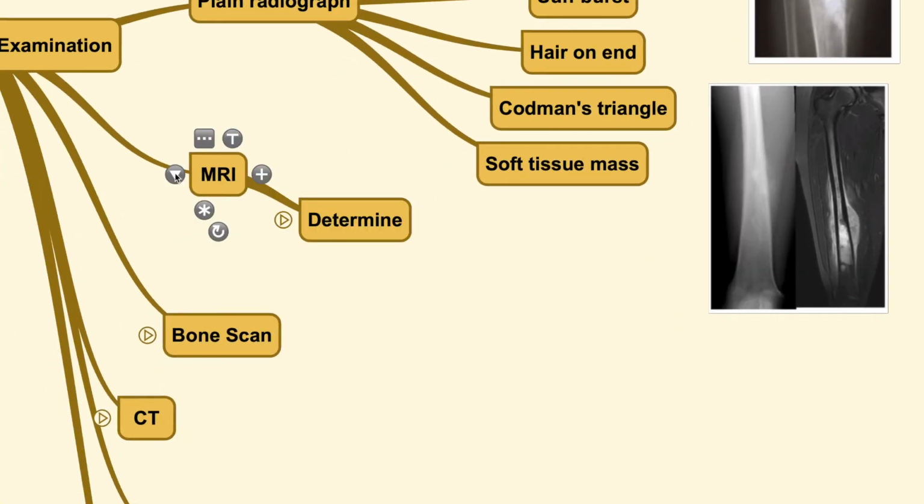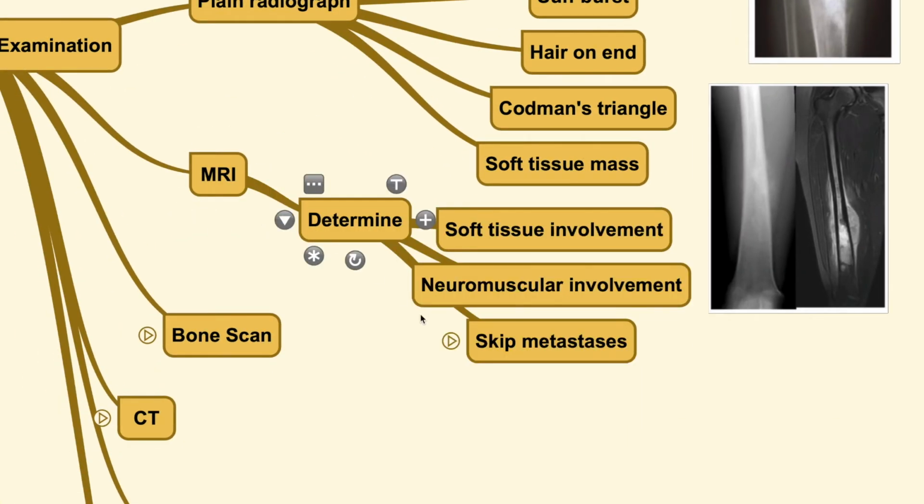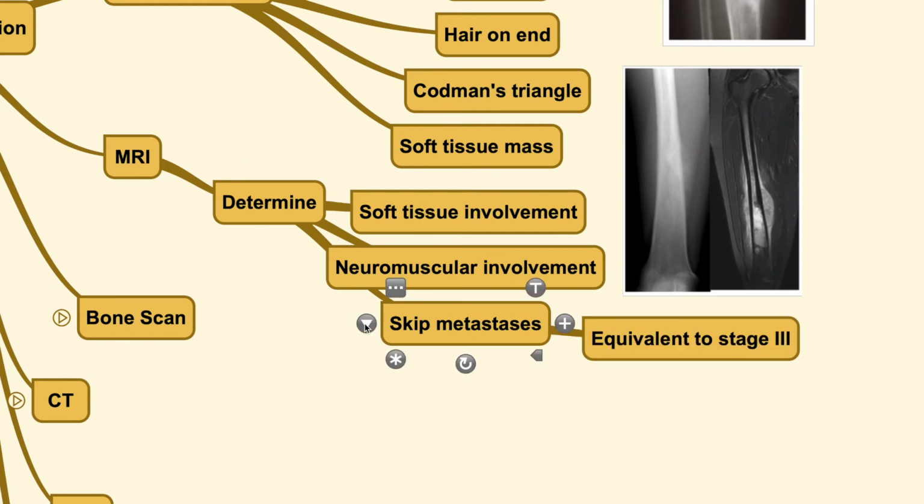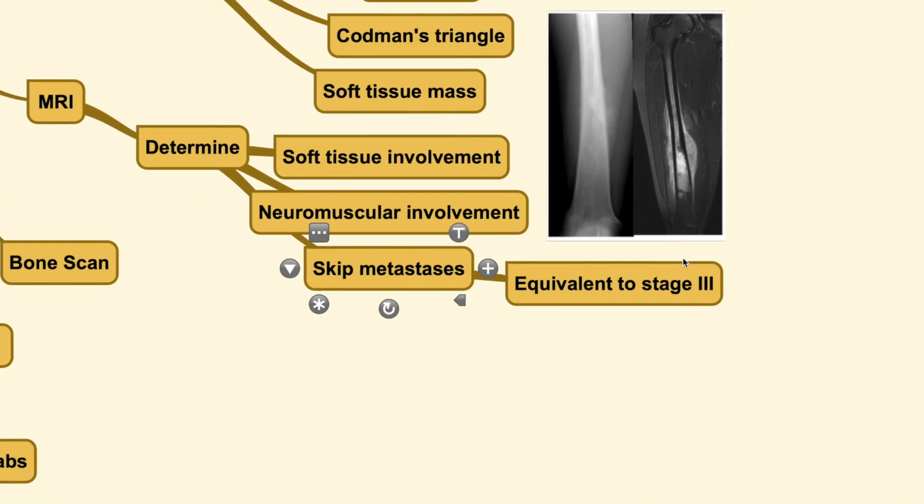So MRI is generally used to determine the soft tissue involvement, and especially you use it to determine the neurovascular involvement or skip metastasis. As you can see here, if you find a skip metastasis inside the bone in which the tumor is situated, you would generally classify it into stage 3 according to the revised Enneking classification.